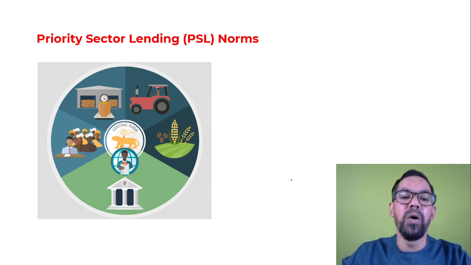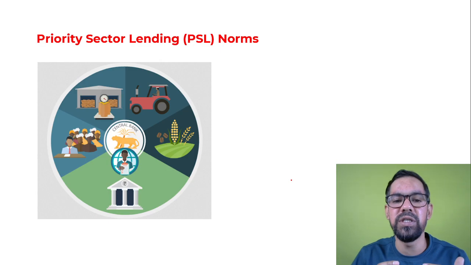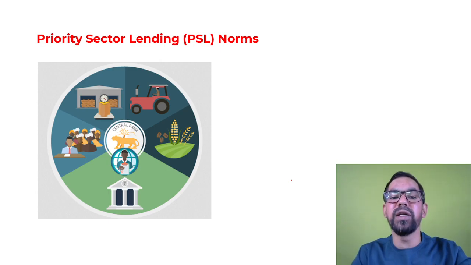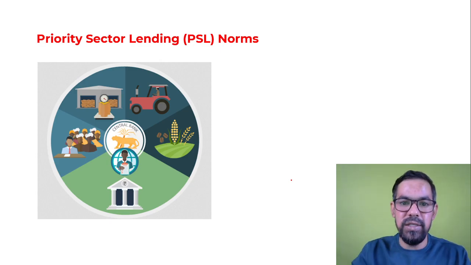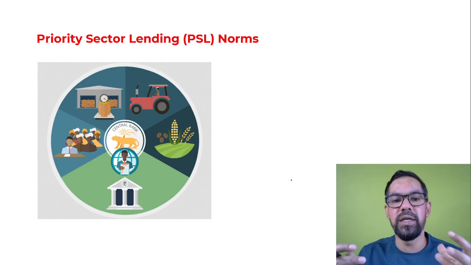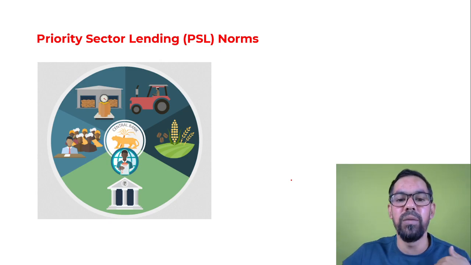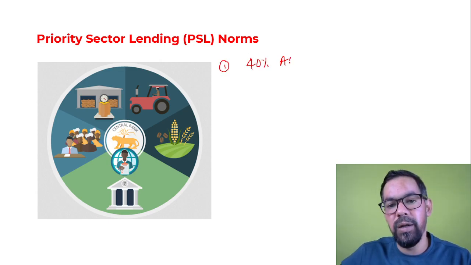Now we'll talk about PSL guidelines or PSL norms. Basically, guys, there are some sets of guidelines given by RBI. RBI generally provides guidelines towards PSL lendings. We have 2-3 major guidelines, and it is different for commercial banks. Commercial banks have to lend 40% of their ANBC, adjusted net bank credit, to the priority sector.